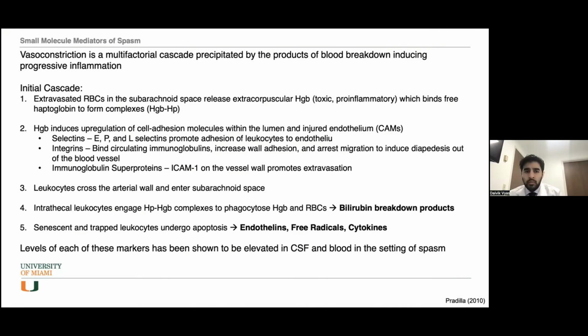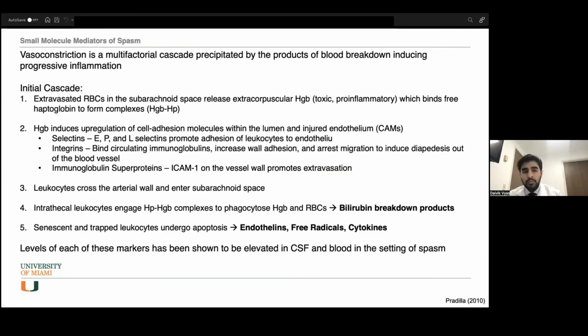Selectins are molecules that promote the adhesion of leukocytes to the endothelium wall. Integrins bind circulating immunoglobulins. They increase wall adhesion, and they arrest migration to induce white blood cell migration outside of the blood vessel itself. And then finally, you get a family of immunoglobulin superproteins, including one referenced as ICAM-1, which additionally helps promote extravasation on the end of the blood vessel wall and at the site of rupture.